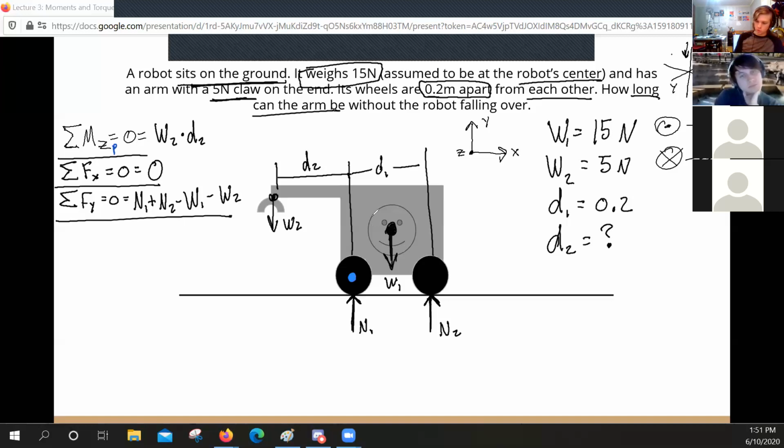So D1 is from this line to this line, right? And W1 is halfway between them, so it would be half of D1. And is it positive or negative? Negative. Yep, so we can say minus W1 times D1 over 2. Oof, that's small. Okay, and then there's one more.